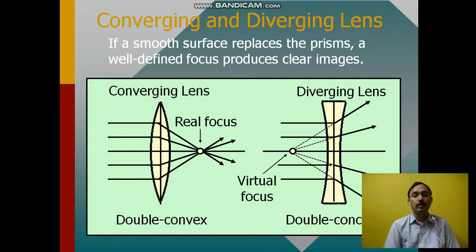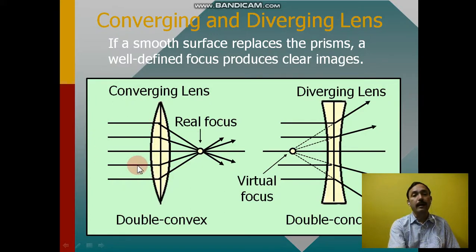So, in our previous lectures, we know the converging and diverging lenses. Here is a small recapitulation of the previous lecture. If a smooth surface replaces the prisms, a well-defined focus produces clear images. Here it is a converging lens.